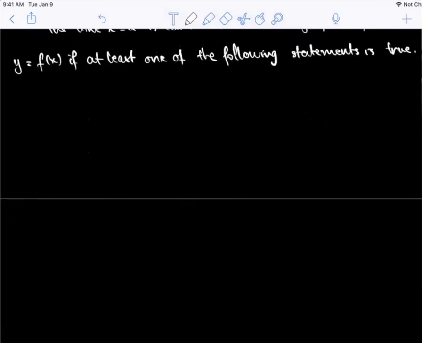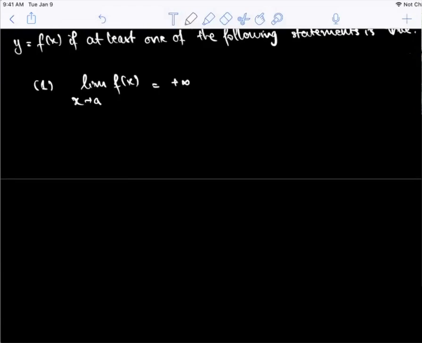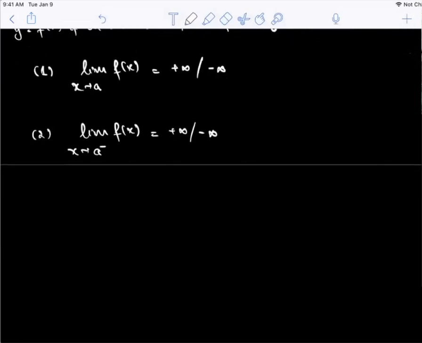All right, so I give you the statement and I also give you the graph that's corresponding to that statement. The first one is the limit of the function as x approaches a equal to positive infinity. Number 2 is the limit as x approaches a from the left equal to positive or negative infinity, depending on the problem. Number 3, the limit of the function as x approaches a from the right can be either positive infinity or negative infinity.